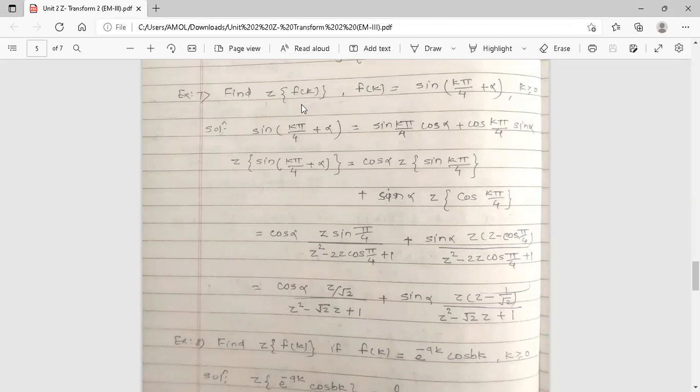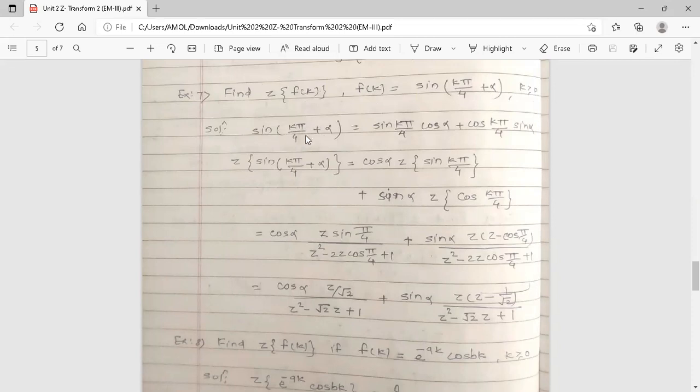Find the Z transform of f of k, when f of k is equal to sine of (k pi by 4 plus alpha), k greater than or equal to 0. Now the sequence is sine of (k pi by 4 plus alpha). Use the formula for sine of a plus b. First simplify the sequence and then we will find the Z transform for this sequence.